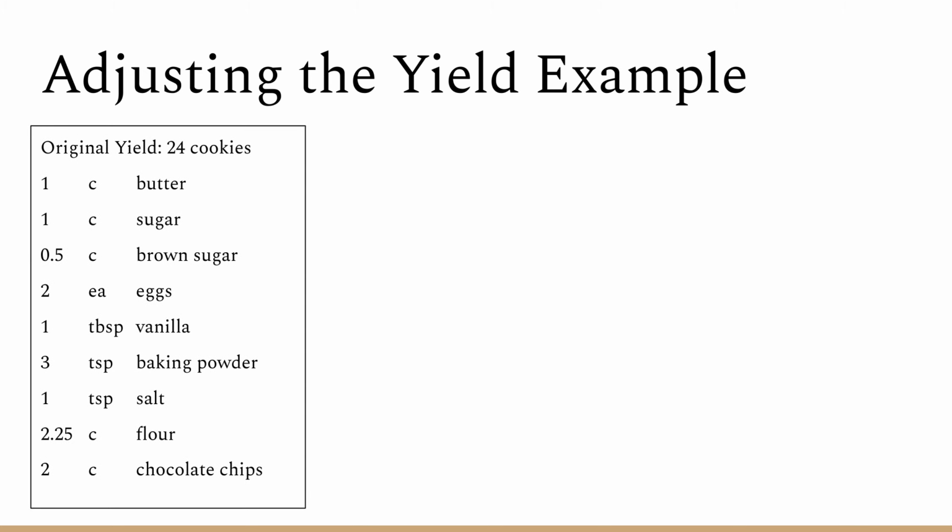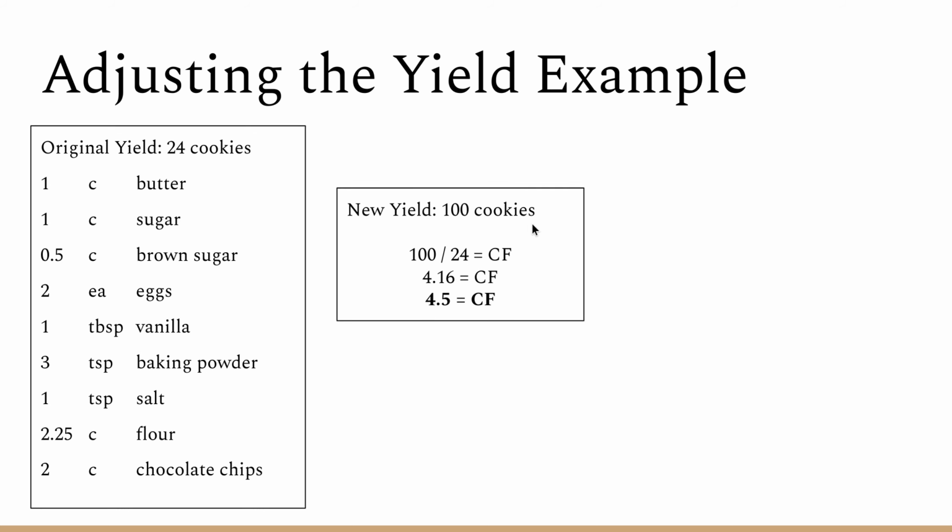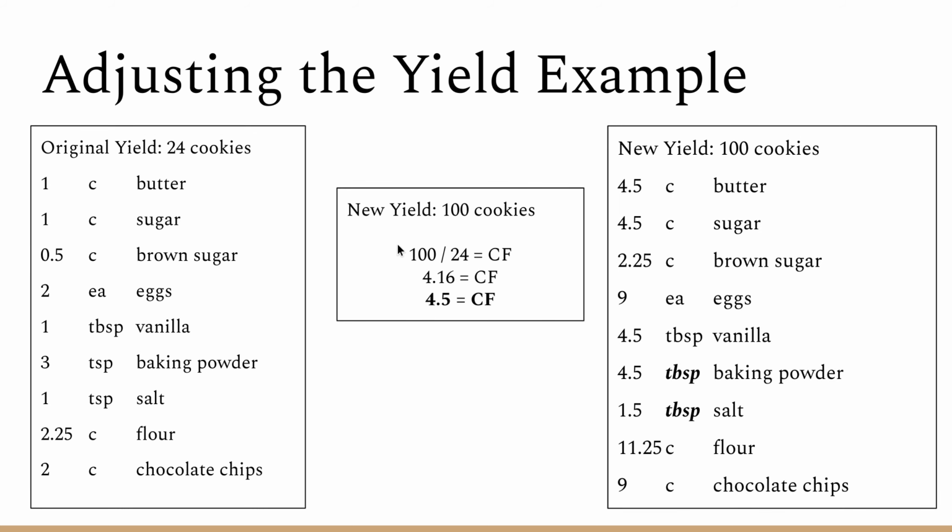Our yield example here is taking this cookie recipe on the left-hand side and converting it to make sure I can yield 100 cookies. So we take 100 divided by 24, that is the new over the original yield, and our conversion factor ends up being 4.16, but to ensure that we have enough product, we are rounding up to 4.5. And then I'm taking this number and multiplying it to all of these ingredients on my left-hand side, and the conversions are over here on our right.